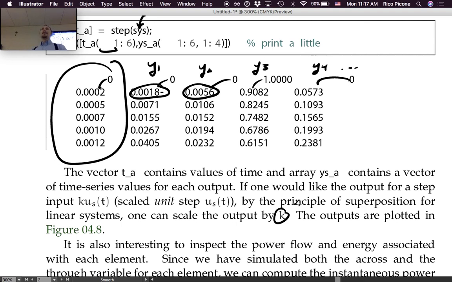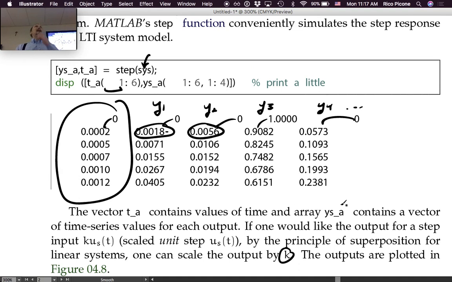So for the quick and dirty way, in your lab, I don't remember how many volts you're going to be stepping into the system, but it's not 1 volt. It's more than that. So you could just stick whatever that is. If it's 4 volts, you would stick 4 there before step, and it would give you the corresponding response.